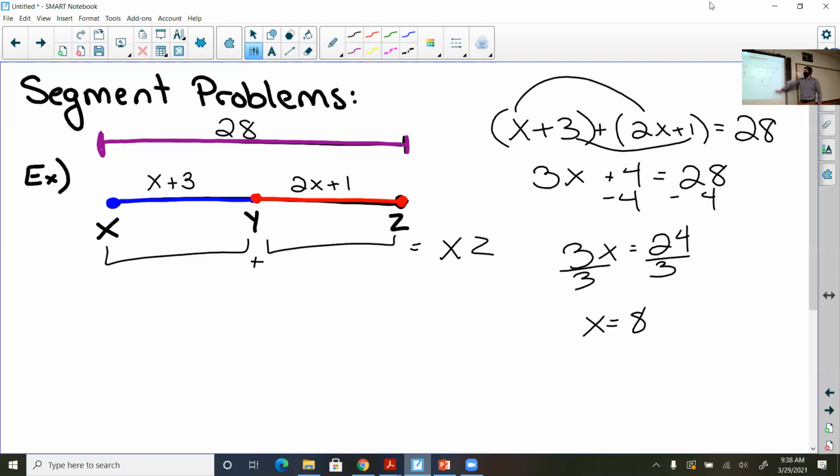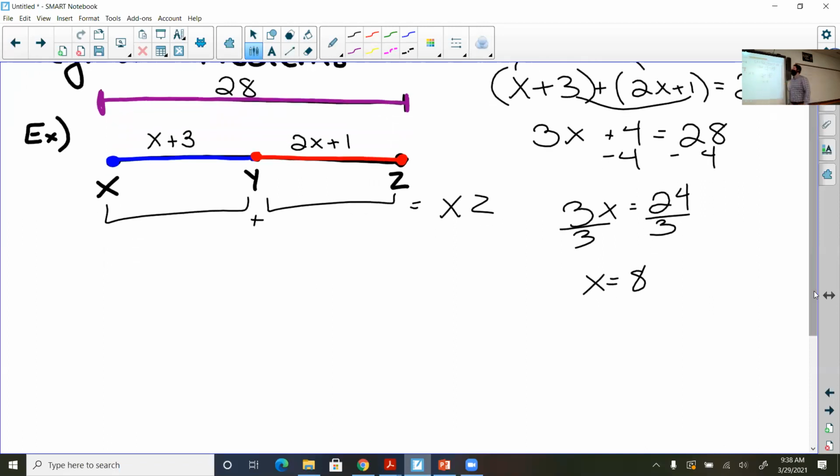So now that I know that x is 8, if I asked any other questions like, what is the value of XY and what is the value of YZ, I can now use that variable to answer those two questions. XY is our x value plus 3. Okay, we have the answer.